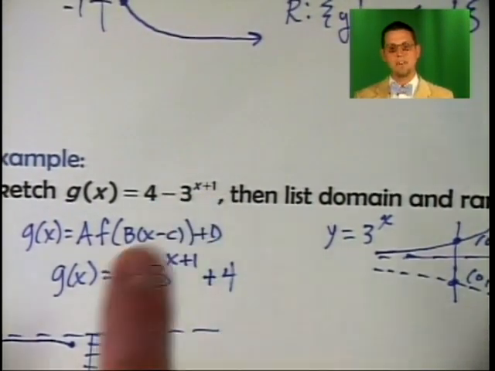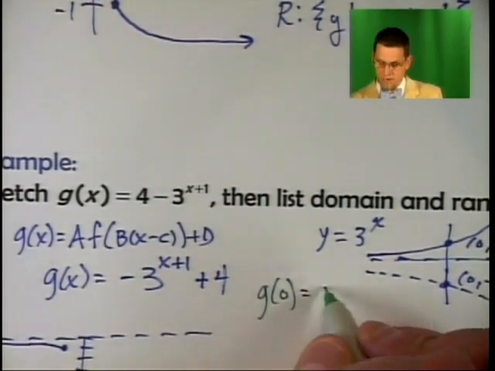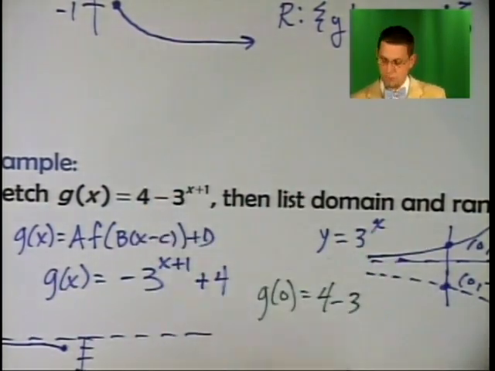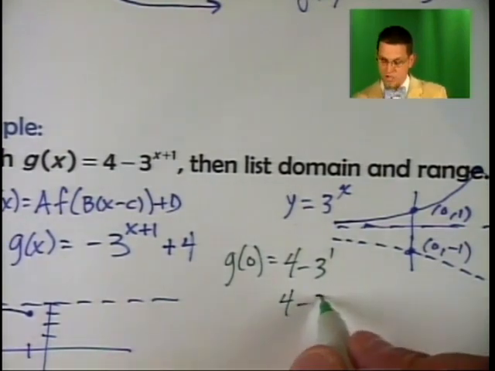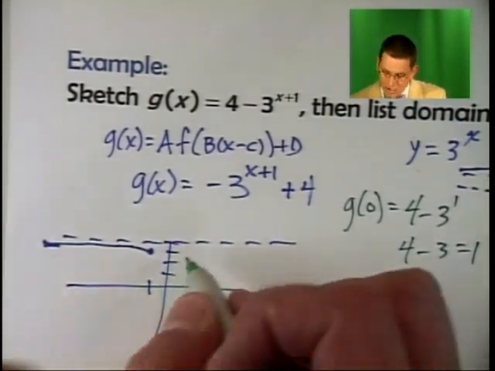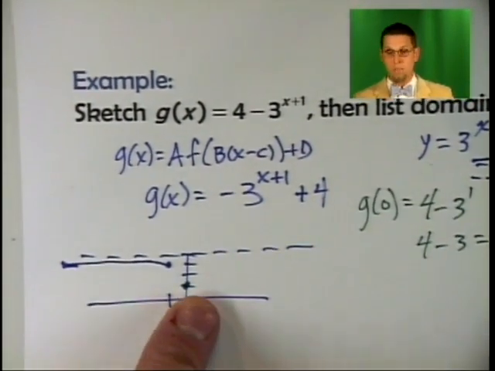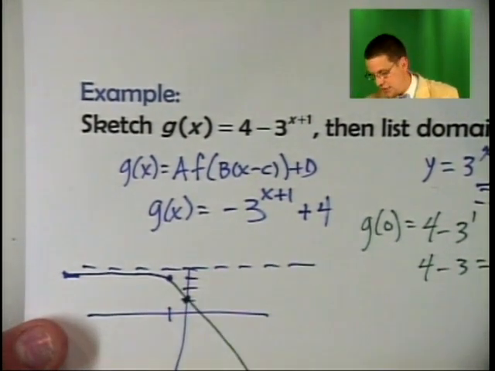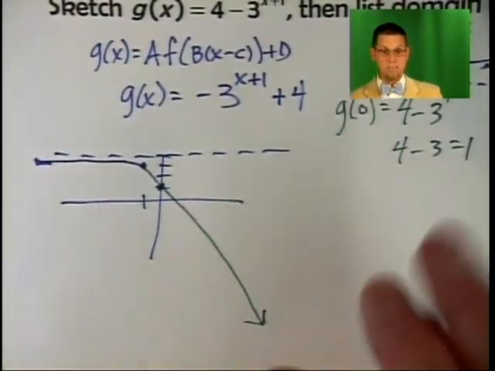Let's go back to here and figure out what g of 0 is. g of 0, that is plugging in a 0 for x, you get 4 minus 3 to the 0 plus 1, which is 3 to the first, which is 3. So I get 4 minus 3, which is 1. That means that's my new y-intercept, and I can sketch that in right there. And now I have another point that's going to guide me through the y-axis, and it decreases like that. Ooh, there it is off the screen. So that's a pretty good graph.